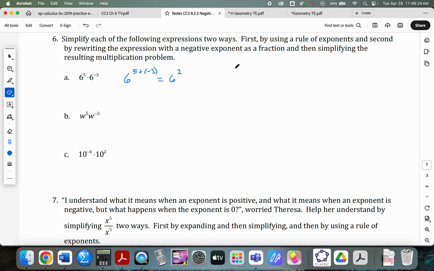Now let's rewrite. We're going to rewrite the expression with the negative exponent as a fraction. So this is going to be 6 to the 5th times 1 over 6 to the 3rd, which would be 6 to the 5th over 6 to the 3rd, which is 6 squared, or 6 to the 2nd power. It works out the same either way.